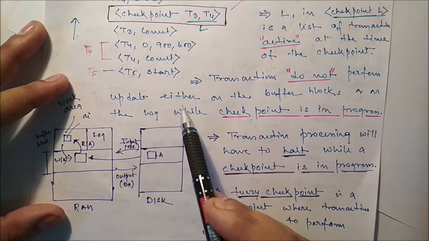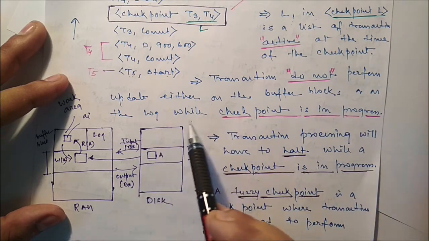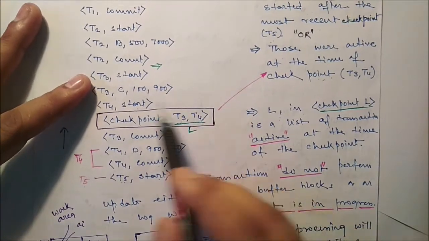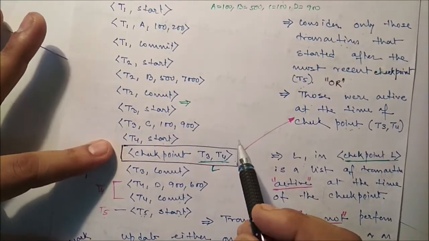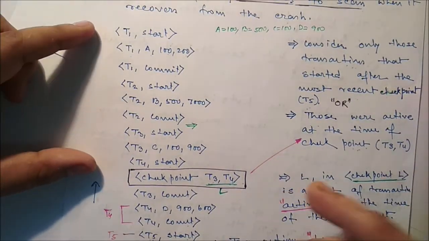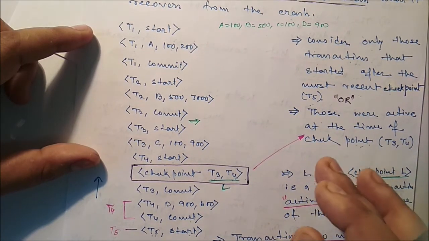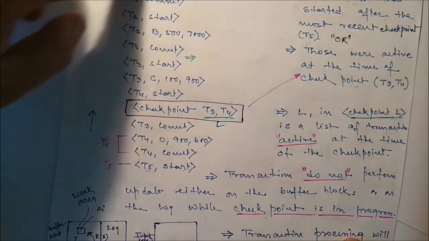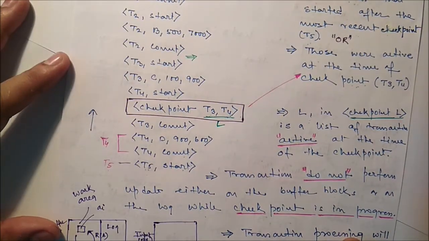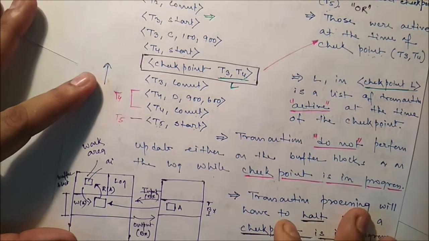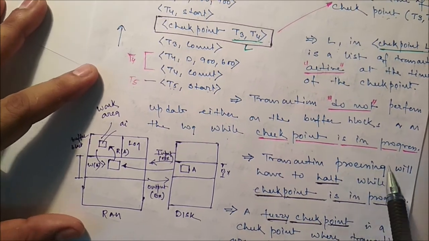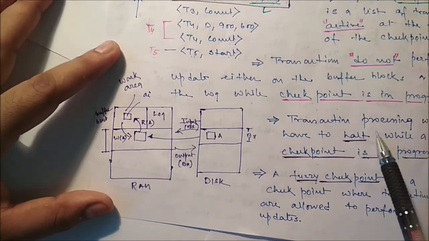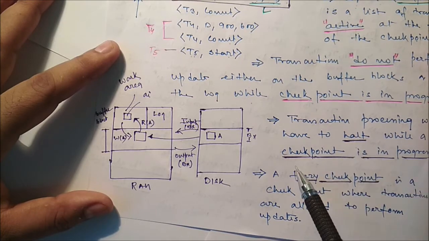Transactions do not perform updates either on the buffer blocks or in the log file while a checkpoint is in progress. So already you know, while checkpoint is in progress, that means we are updating the actual database. We are updating the disk permanently. So at that time, the transactions are not allowed to update this particular log file. Okay, so that restriction we have to put. Next, transaction processing will have to halt while a checkpoint is in progress.